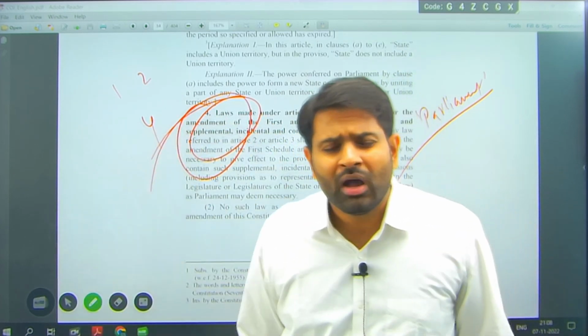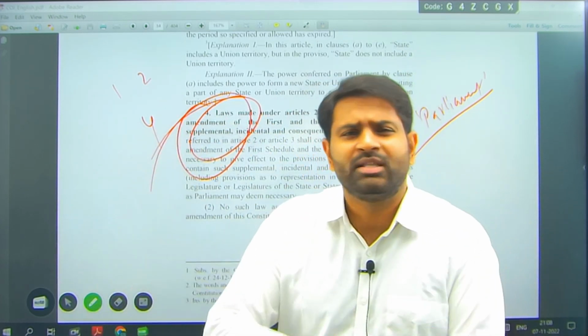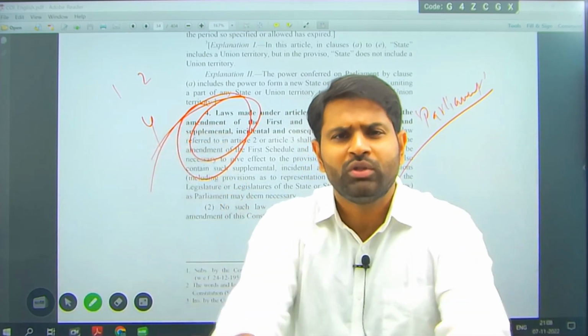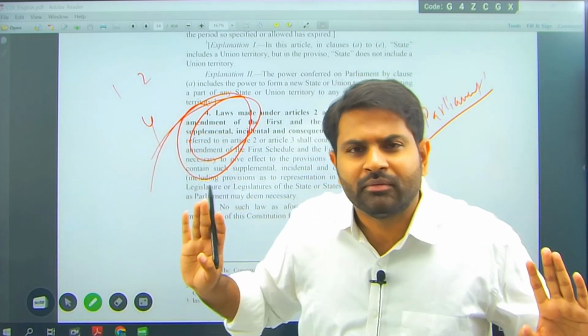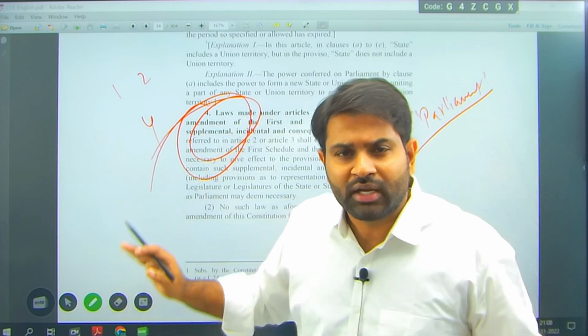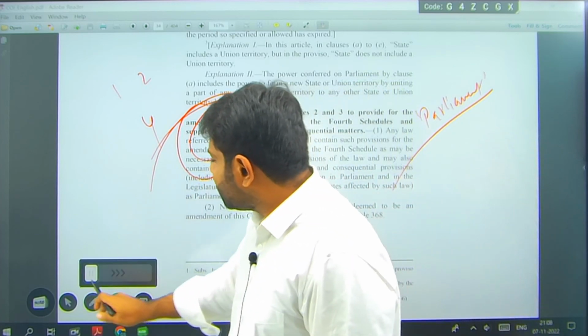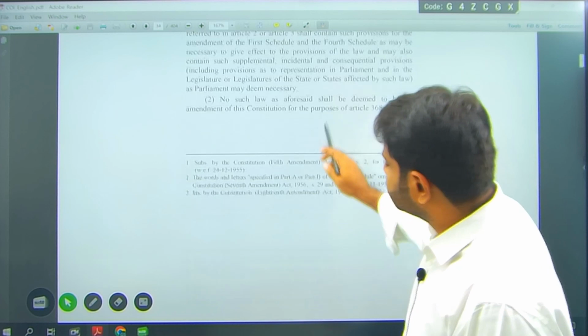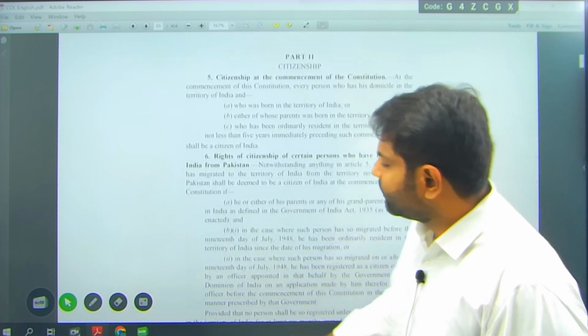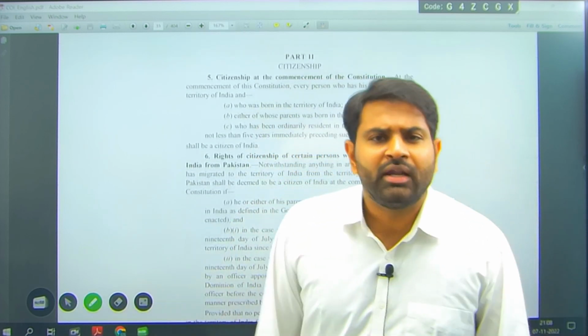Parliament has power to admit new states, bifurcate states, change the boundaries, anything. Who can do that? Parliament, simple. Parliament is the sovereign authority that is established here. Part 1 is done. Part 1 important articles are 1, 2 and 4.